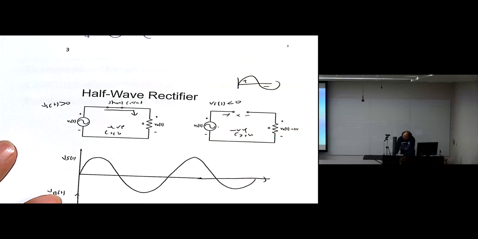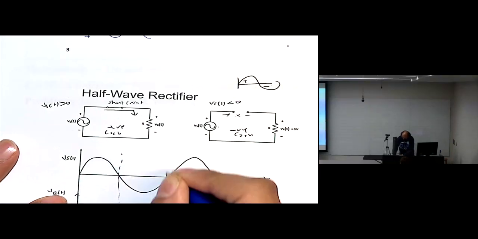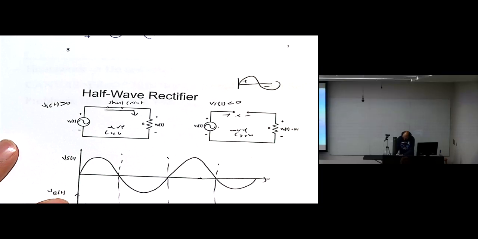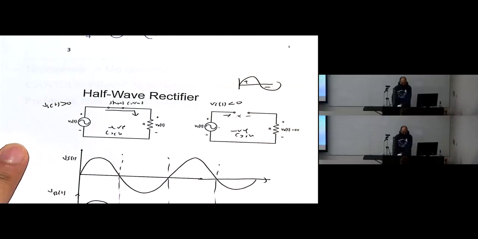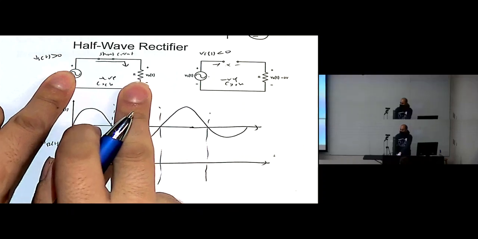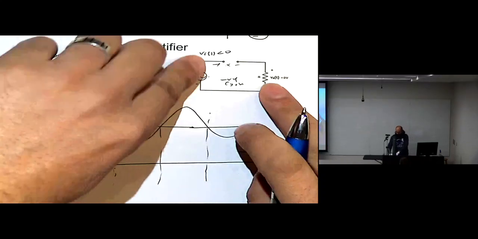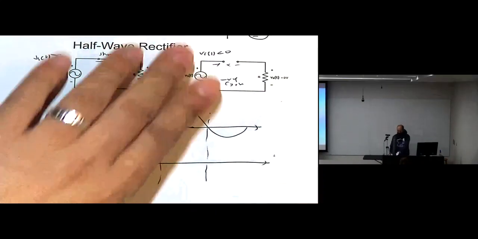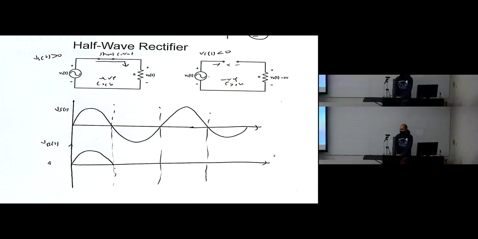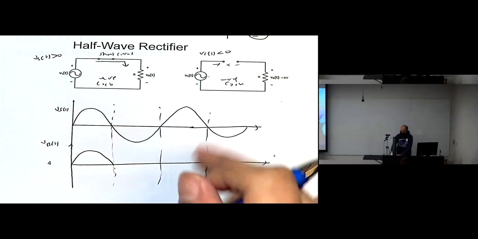So at the positive cycle, it will be the same as the source, because they are in parallel. Now at the negative cycle, I'm in this equivalent circuit. How much will the voltage be? Zero, right, because there's no current flowing.